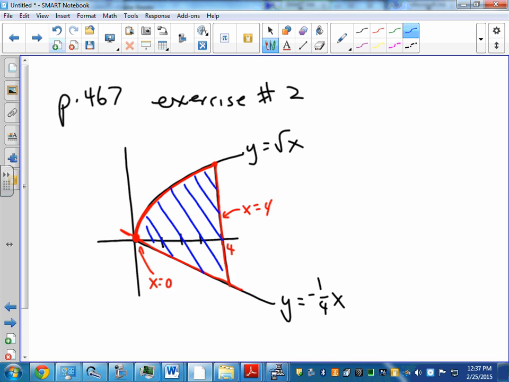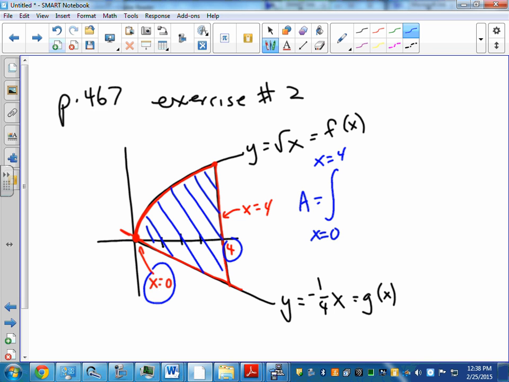So using the terminology from the definition, this is our f function, right? That's the one on top. And this is our g function. That's the one on the bottom. So we just go ahead and write down the integral. The area is an integral, x running from 0. That's the left-hand side. The right-hand side is 4, right? 0 to 4. That's these.